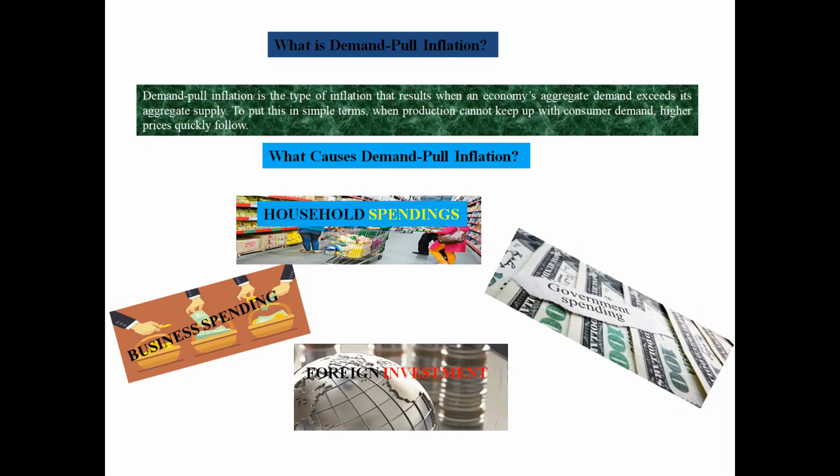Demand pull inflation is a type of inflation that results when an economy's aggregate demand exceeds its aggregate supply. To put this in simple terms, when production cannot keep up with consumer demand, higher prices quickly follow. According to this theory, the general price level rises because the demand for goods and services exceeds the supply available at current prices. Demand pull inflation or excess demand inflation occurs when aggregate demand for goods and services is greater than the available supply of these goods and services at the existing price level.